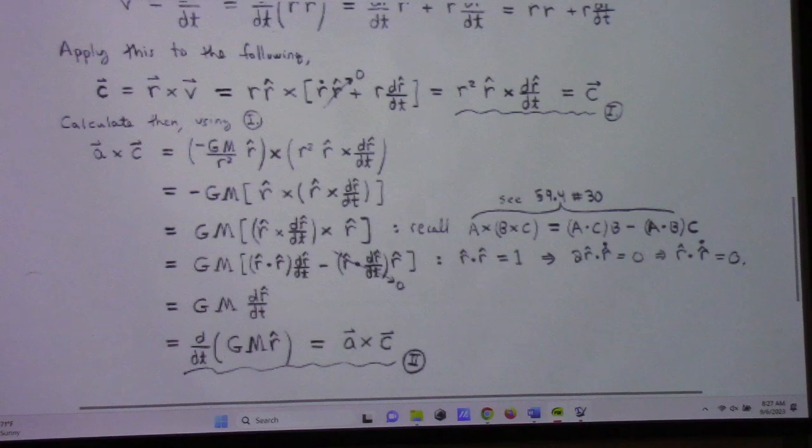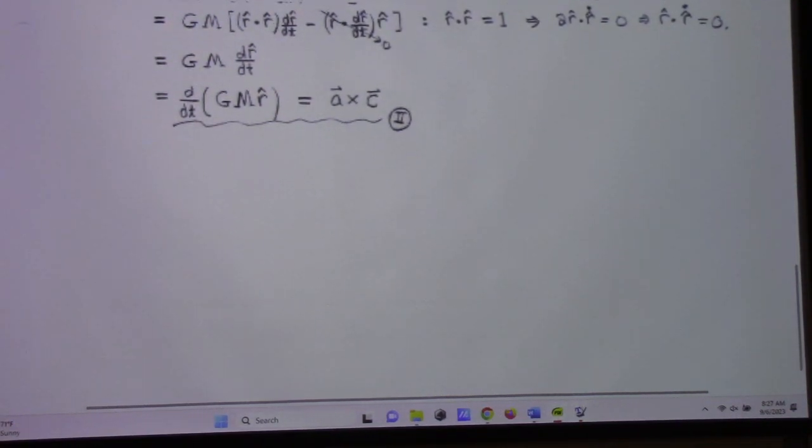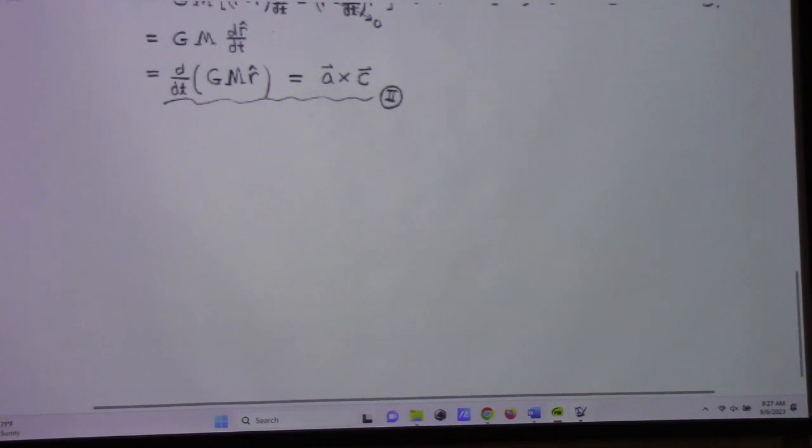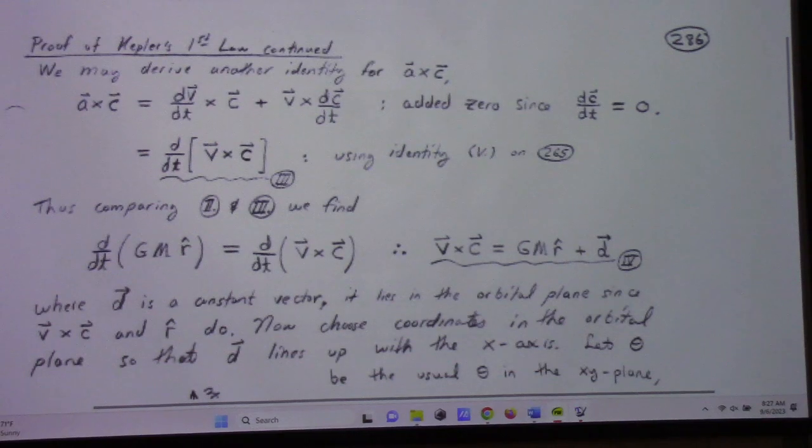I always label equations when I'm trying to make part of a larger point, you know? All right, continuing, we can derive yet another formula for A cross C. A cross C is actually d/dt of V cross C. So put it all together, we've got that A cross C is d/dt of this. It's also d/dt of that, which then means that V cross C is equal to GM r hat plus d vector, where d is a constant vector.